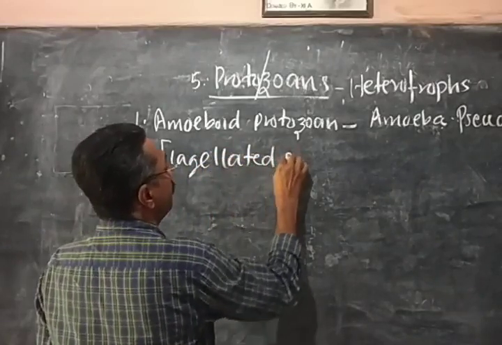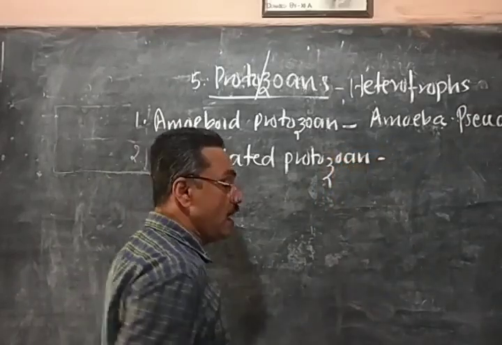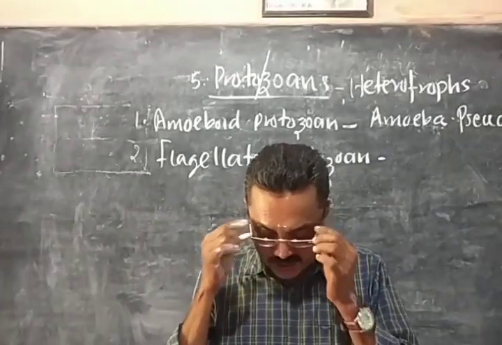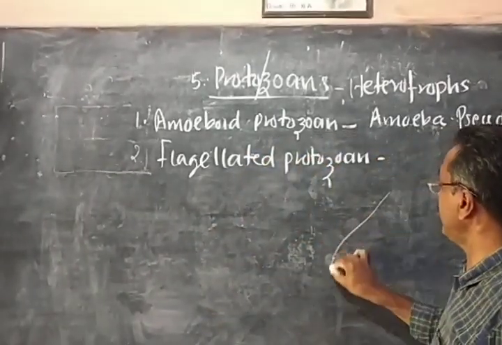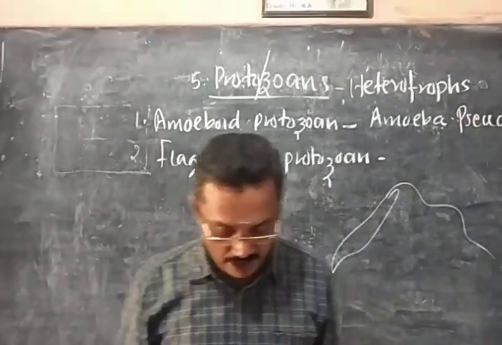Flagellated protozoan. What is the meaning of that? Protozoan with the flagella. Flagella is a structure for movement. So flagellated protozoans are called organisms with the flagella. Flagellated protozoans are coming under this group.